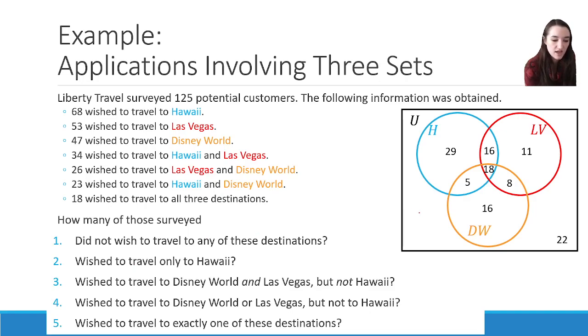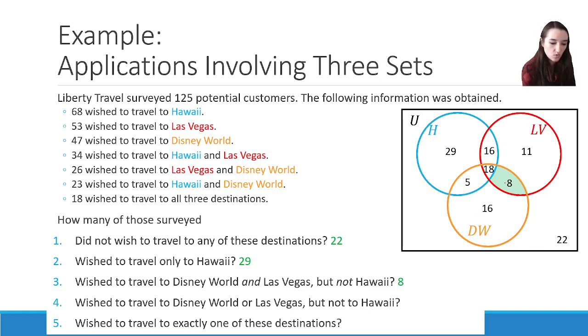Well, didn't wish to travel to any means we're outside of Hawaii, Las Vegas, and Disney World. So we're over here. So that's the 22. How many wish to travel only to Hawaii? Only to Hawaii is right here because these have intersection. So that's 29. How many wish to travel to Disney World and Vegas but not Hawaii? So Disney World and Vegas is this area, but not Hawaii means we're ridding ourselves of those 18, leaving us with 8.